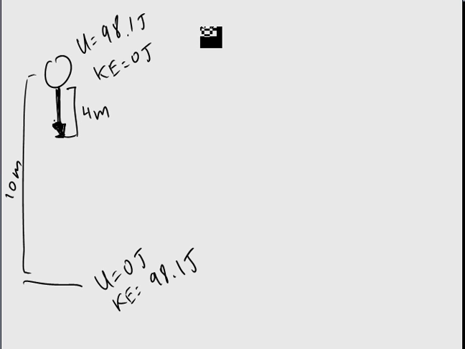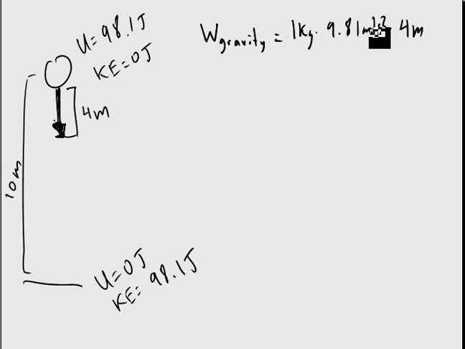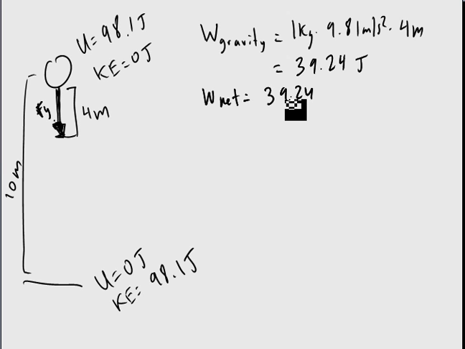Well, we can do it the long way and do each part separately. The only force acting on the ball is the force of gravity, so it's the only thing that'll do work. So the work done by gravity will be 1 kilogram times 9.81 meters per second squared times 4 meters, which will give us 39.24 joules. And it's positive, because the force of gravity is going down and the ball is going down. If that's the only force acting on it, then that's the only work, and that also equals the net work. So the net work is equal to 39.24 joules.